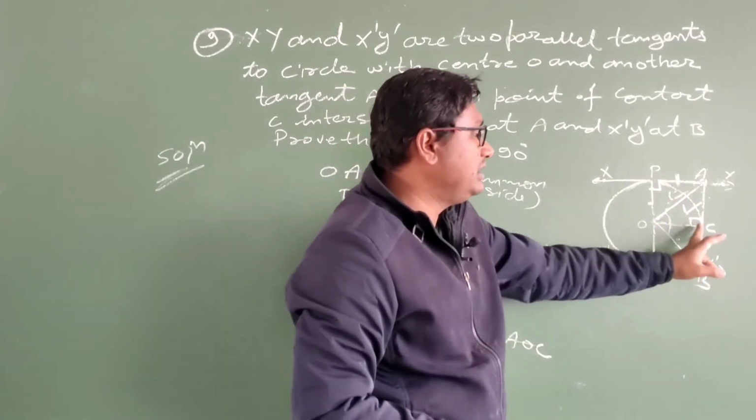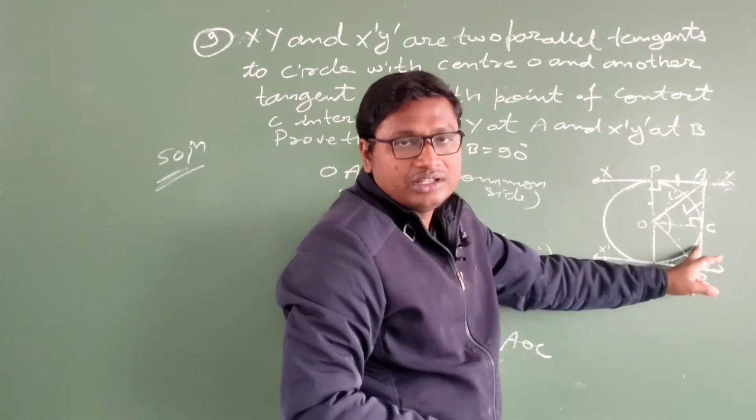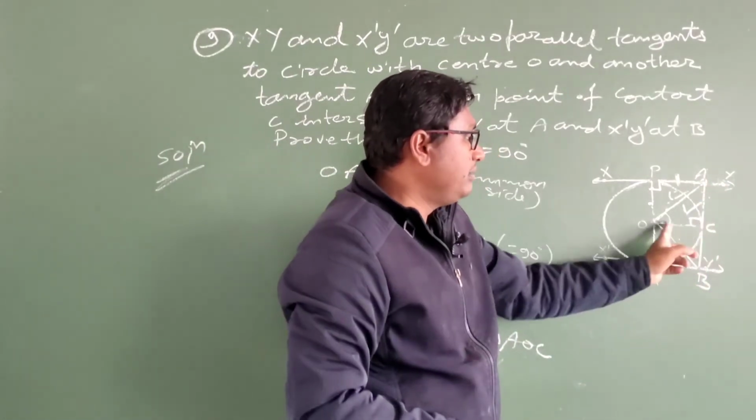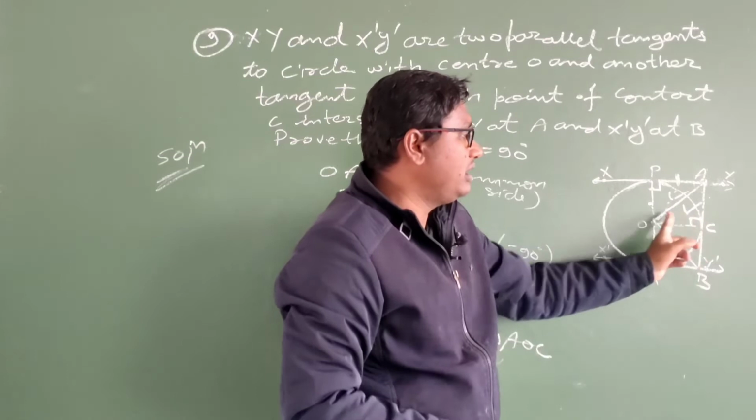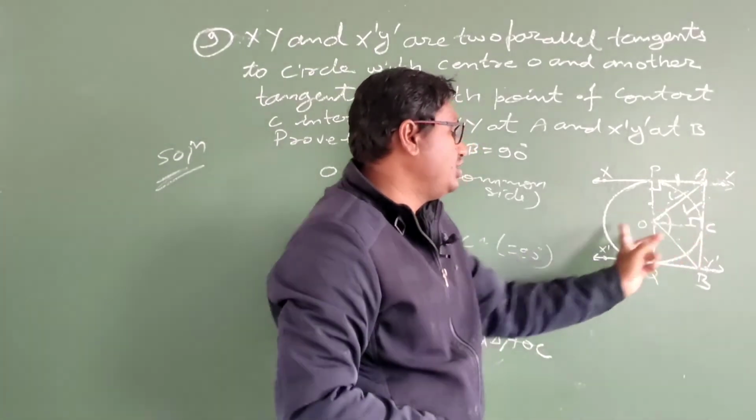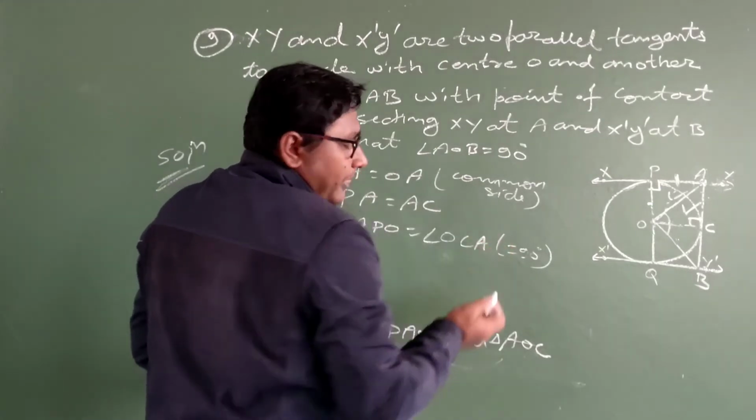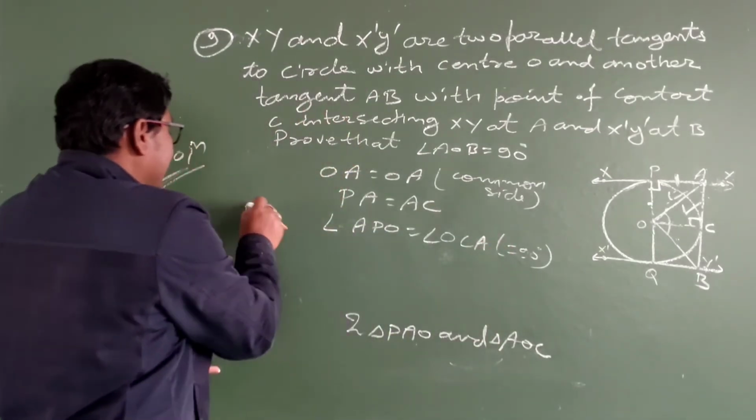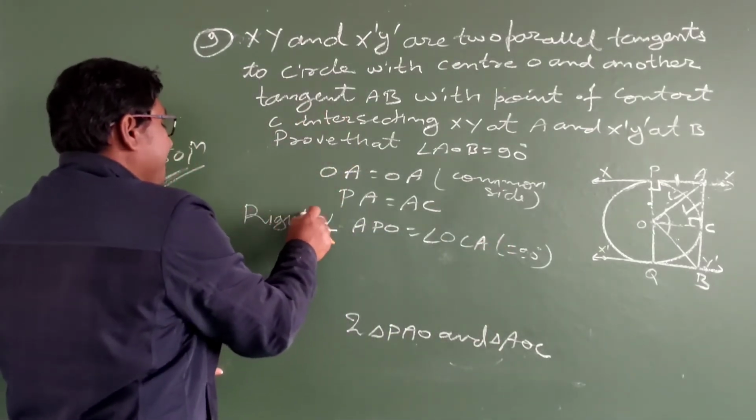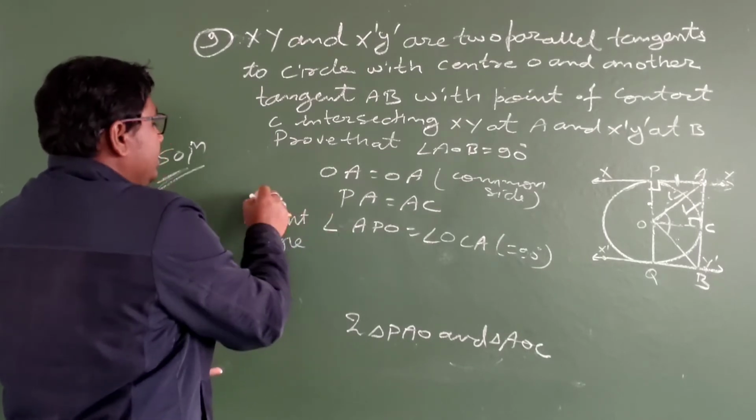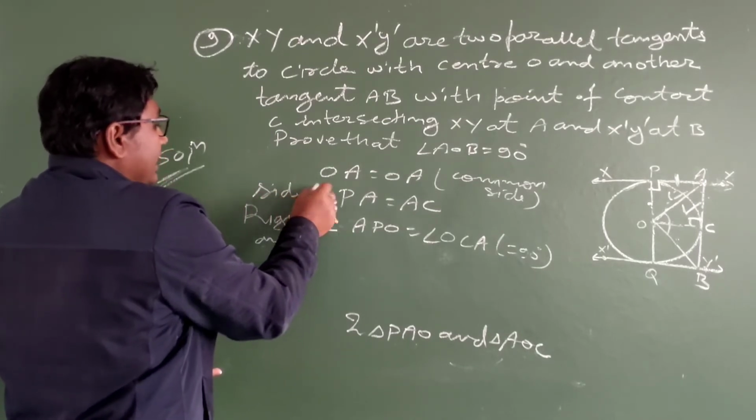Here also this is the radius, this is the tangent. So tangent is perpendicular to the radius, that's why here the angle will be 90 degrees. That is, angle ACO is equal to 90 degrees. That's why I have written here. So this is a right angle. This is the side and this is the hypotenuse.